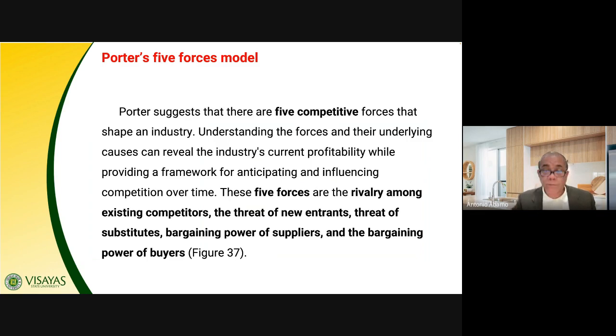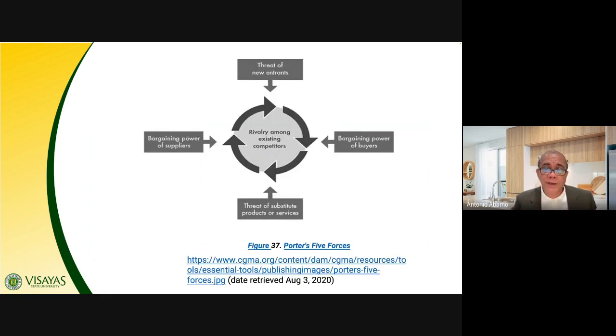These are the five forces that Michael Porter identified. If you can master the dynamics and interaction of these five forces, you will be able to penetrate the market strategically. What are these five forces? You have threat of new entrants, bargaining power of suppliers, threat of substitutes, bargaining power of buyers, and rivalry among competitors.